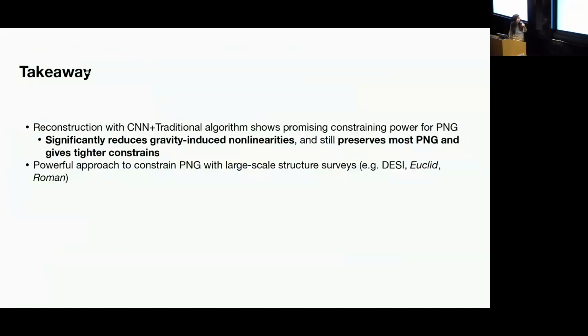This hybrid reconstruction method shows promising constraining power for primordial non-Gaussianity. It significantly reduces gravity-induced nonlinearities, and at the same time preserves most of the primordial non-Gaussianity information, and that gives tighter constraints. So that's a very powerful approach to constrain PNG with larger structure surveys.